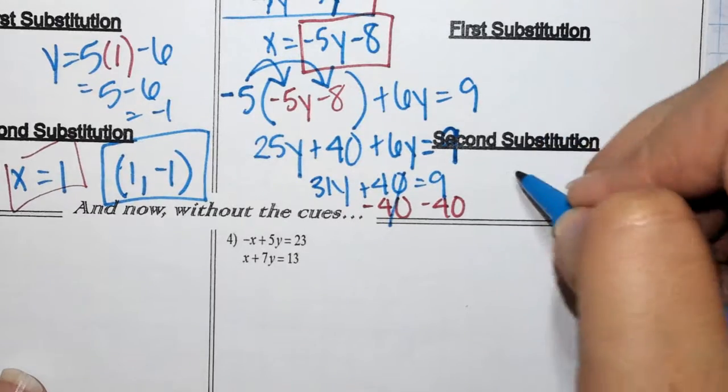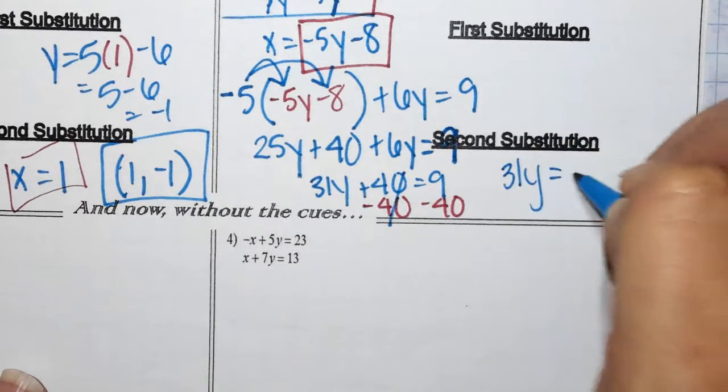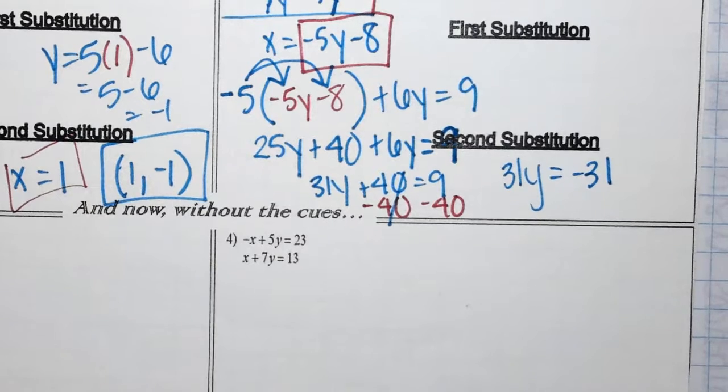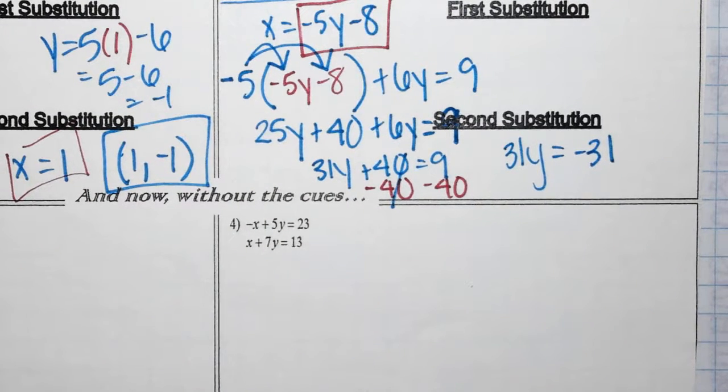Negative or positive? Negative. Okay. And now we divide by 31 and you'll get... Stop!